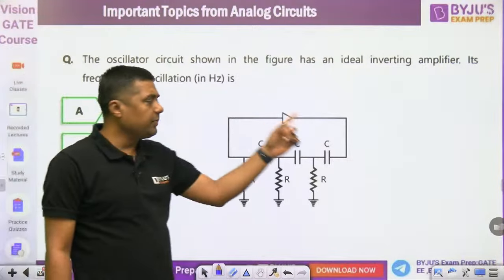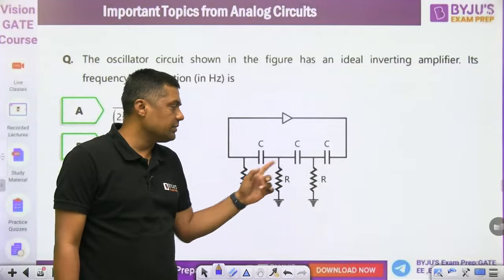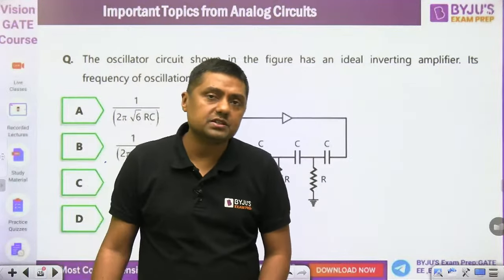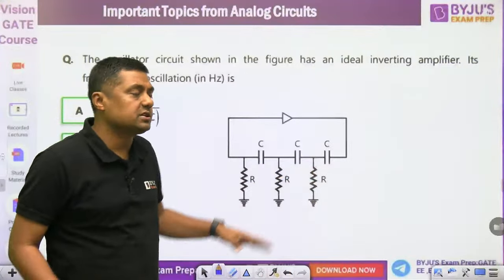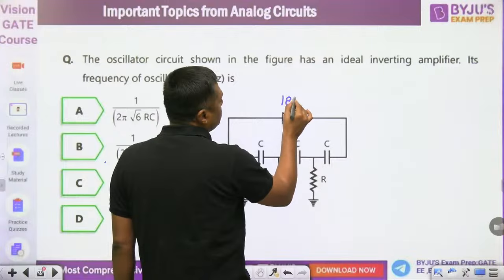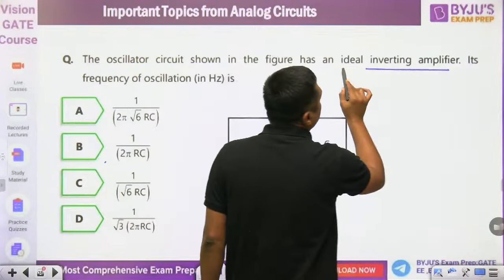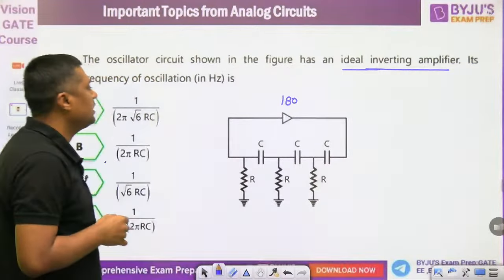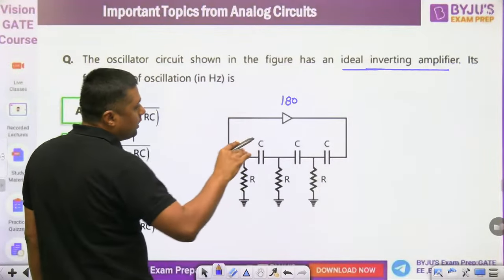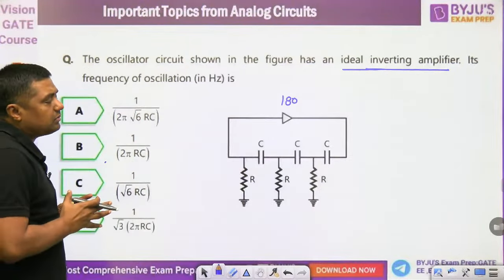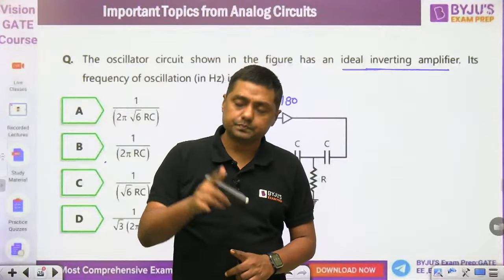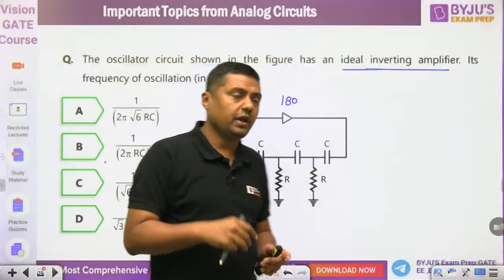Here we have the feedback path CR, means RC phase shift oscillator. Every RC circuit will give 60 degree phase shift. So in total it will provide 180 degree phase shift. And 180 degree is provided by this inverting amplifier, an ideal inverting amplifier. It will provide 180 degree, and the remaining 180 degree is provided by the network. That is our standard diagram, by using op-amp or by using FET. We have the two diagrams.